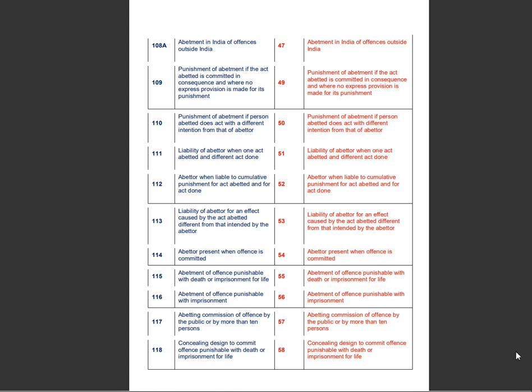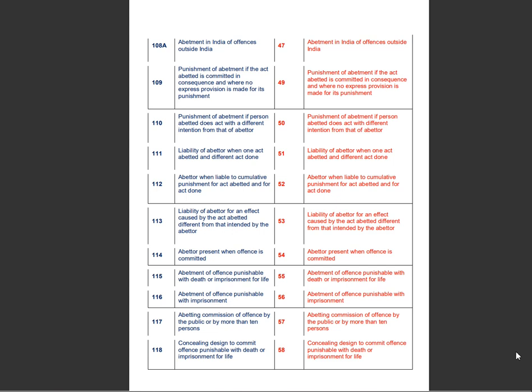Section 111 of the Indian Penal Code deals with liability of abettor when one act abetted and different act done, whereas Section 51 of the BNS deals with liability of abettor when one act abetted and different act done. Section 112 of the Indian Penal Code deals with abettor when liable to cumulative punishment for act abetted and for act done.